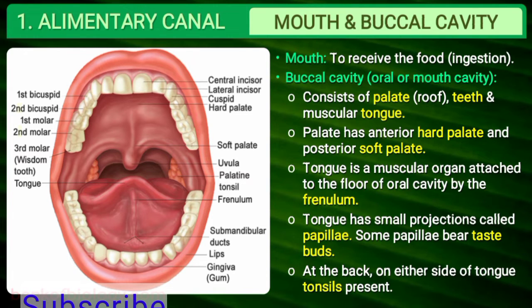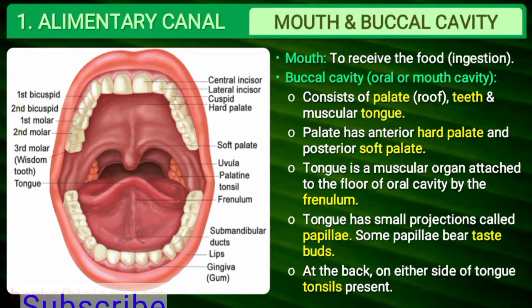If we talk about the alimentary canal in detail, it includes the mouth and buccal cavity. The mouth receives the food; ingestion is the basic process of the mouth. Next is the buccal cavity, the oral or mouth cavity. It consists of the palate that may be soft or hard. Palate has two types, one soft and one hard. The palate forms a roof, with teeth and a muscular tongue. The palate has an anterior hard palate and a posterior soft palate.